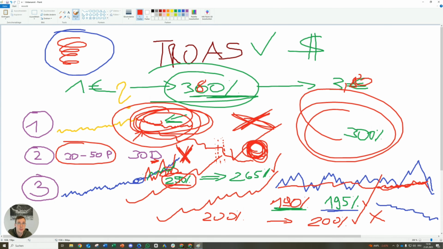You still need to have a great store. You still need to have great products. And only with that and a lot of data, you can actually use target ROAS properly.